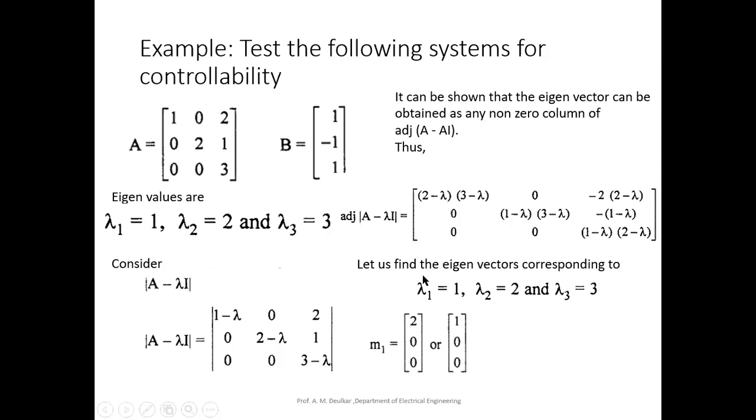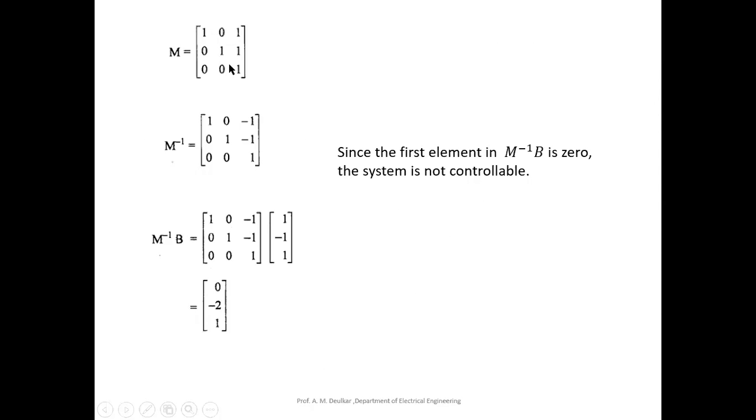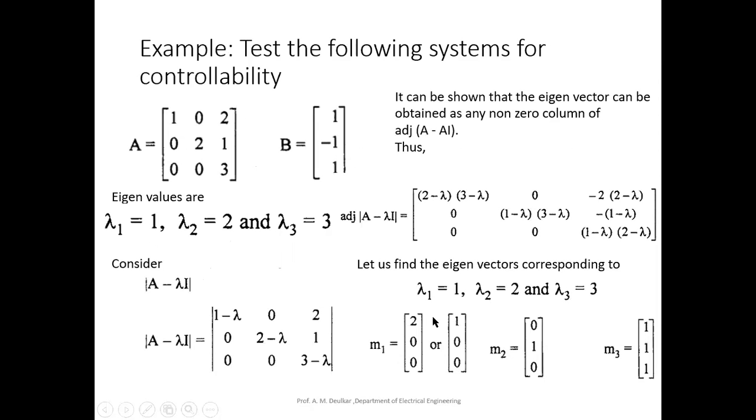Put lambda 1 there, you will get the first column as 1, 0, 0, or you can consider 2, 0, 0 as well. Similarly, using lambda 2 and lambda 3, we get m2, the eigenvector for lambda 2, and the eigenvector for lambda 3 is 1, 1, 1. From this, we can formulate the modal matrix M. It is 1, 0, 0, 0, 1, 0, 1, 1, 1, which makes the three eigenvectors for the corresponding eigenvalues.